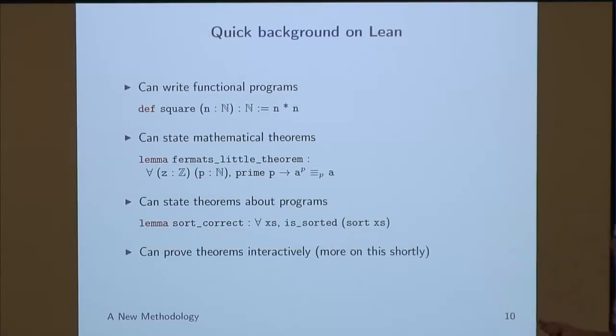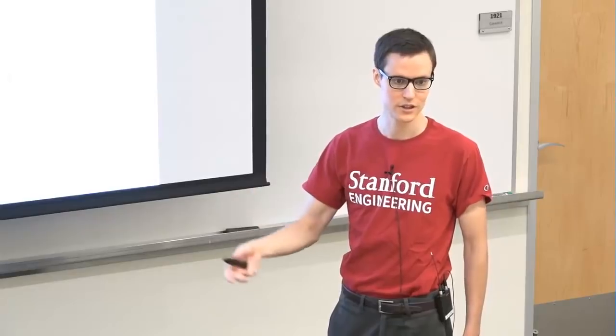And you can prove theorems interactively. I'll explain this in more detail shortly. We'll walk through an example. And whenever I say proof, I mean machine-checkable proof. So literally a data structure, some kind of formal certificate that a computer program can check and make sure it actually proves the theorem that's been claimed.